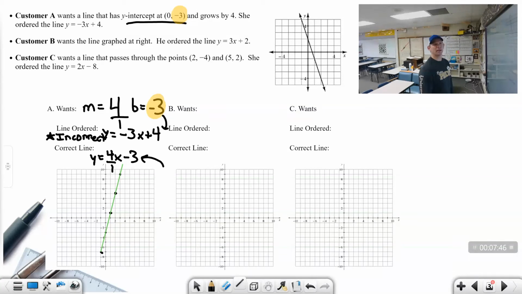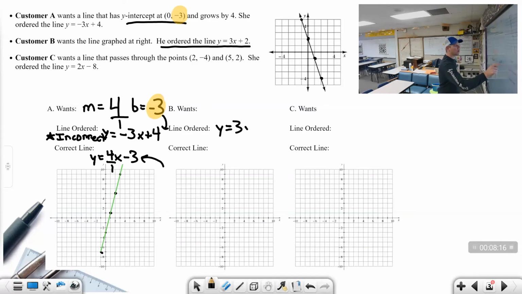So if I were graphing this, wouldn't I just take this information and put it on my graph? The answer is yes. This graph gets put right there. You need to do that. But what I need to decipher is he ordered the line 3x plus 2. Well, let's go ahead and write that information down. Y equals 3x plus 2.